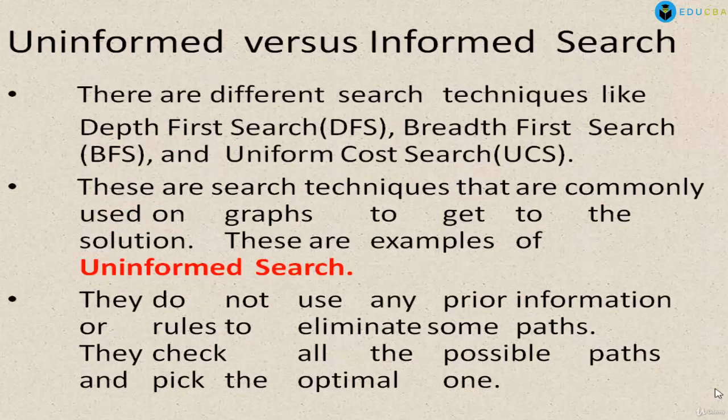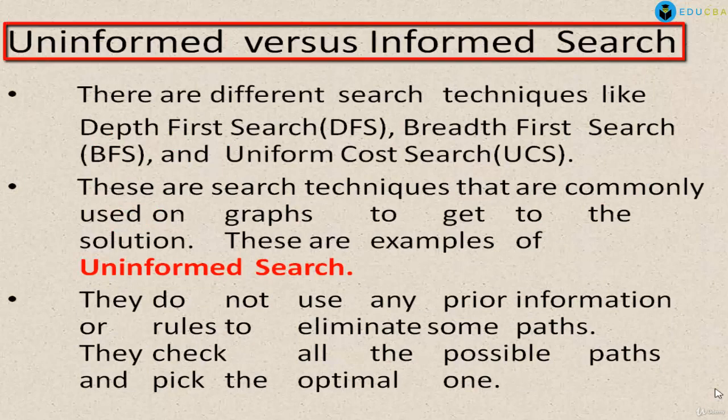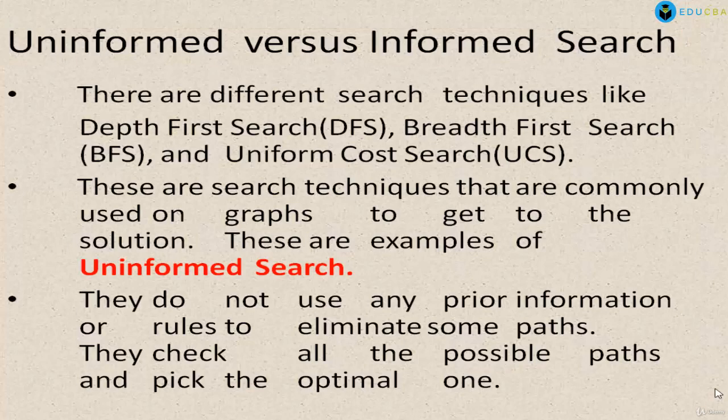Now see, there are two different types: uninformed versus informed search. There are different search techniques like depth first search, breadth first search, and uniform cost search. These search techniques you know very well. These are used in our data structures. So these are search techniques that are commonly used in graphs to get to the solution, and these are examples of uninformed search. They do not use any prior information or rules to eliminate some path. They check all the possible paths and pick the optimal one.